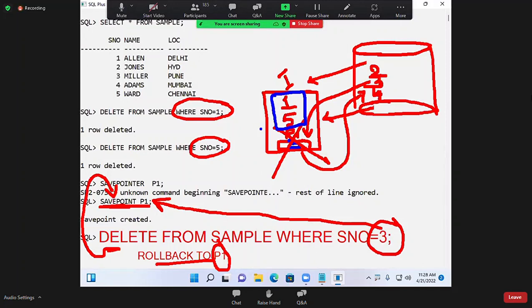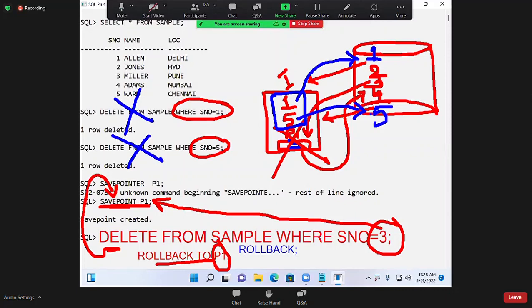Suppose you want these 2 rows again. If you wanted these 2 rows also, then what do I do? Here I write a simple rollback. That's it. If I'm using a simple rollback, what happens? The remaining 2 operations which I performed here are cancelled, 1 cancelled and 5 cancelled. Then 1 comes back to your database, it takes position 1, and 5 also comes back to its position.